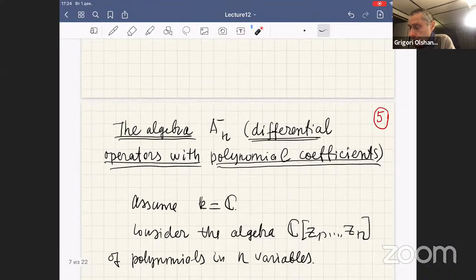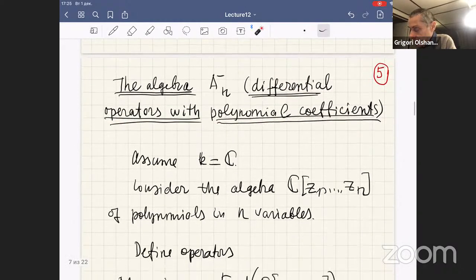Now let's assume that K is the field of complex numbers, and I want to discuss this algebra in more detail. So I want to show that it can be interpreted as the algebra of differential operators with polynomial coefficients.